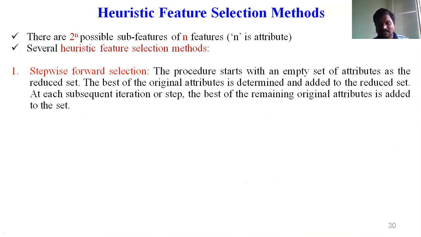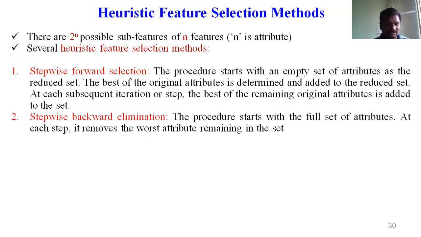That's the first important method: you have to identify the best attribute and add that attribute to the reduced set. The second one is the stepwise backward elimination method. In this method, the procedure starts with the full set of attributes, and then at each step it removes the worst attribute in the remaining set.